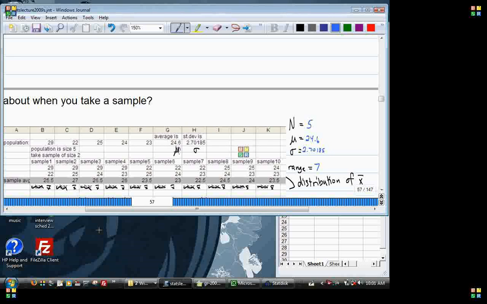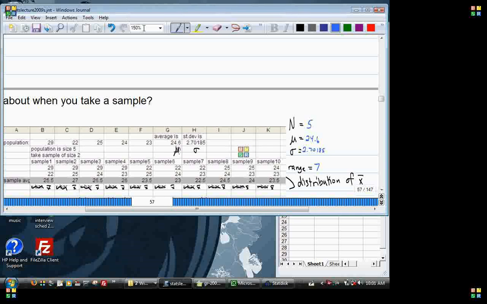Everyone agree that if you look at all the X bar data, that the mean is going to be the same, but the standard deviation should be smaller? Does that make sense? Okay. So that brings us to the next bit.